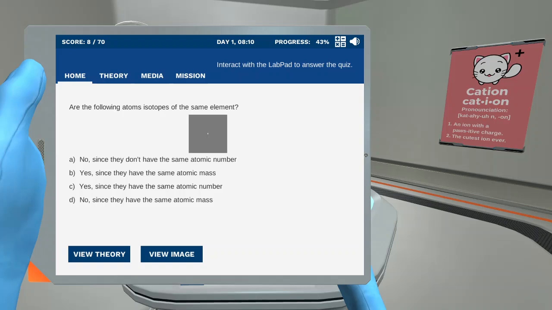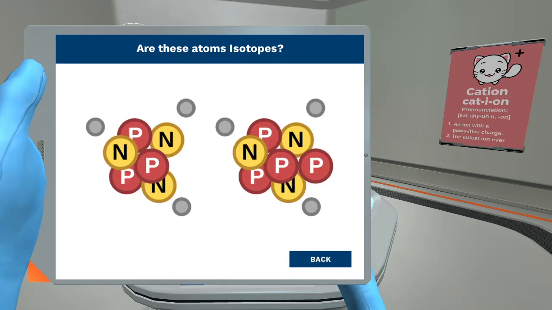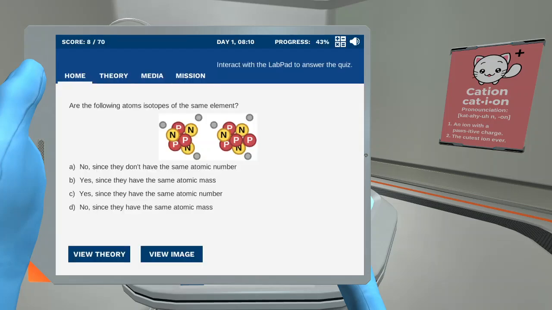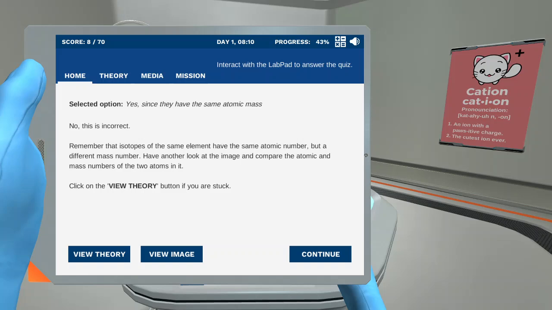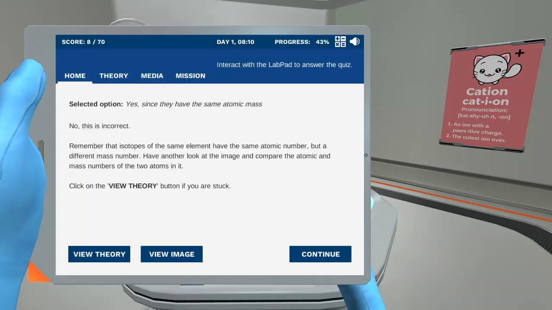Are the following atoms isotopes of the same element? You can click the View Image button to view the image. No, this is incorrect. Remember that isotopes of the same element have the same atomic number, but a different mass number. Have another look at the image and compare the atomic and mass numbers of the two atoms in it.